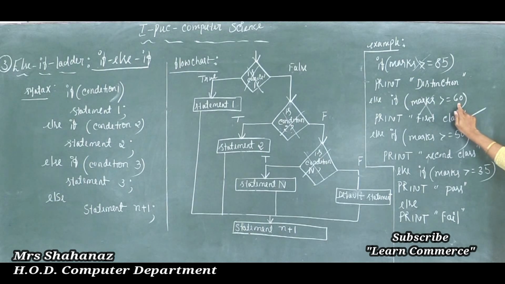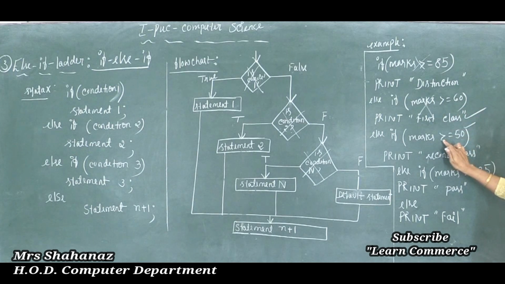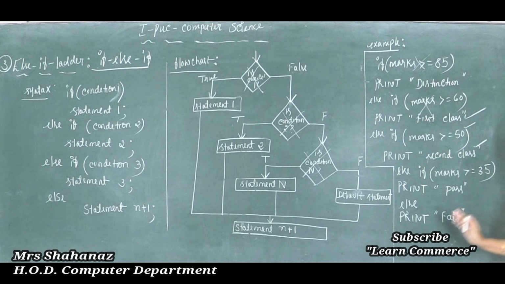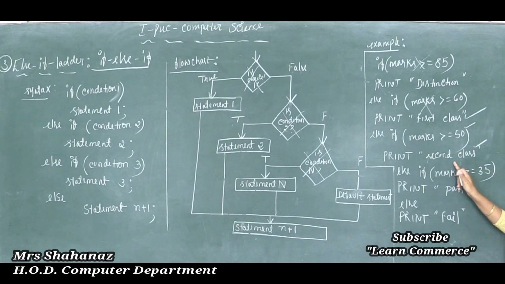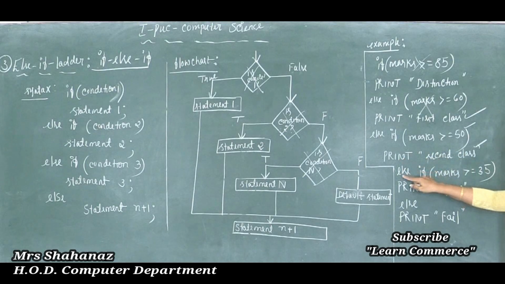Clear this point? Equal to 60 or more than 60, we can say that here. So 50 to 59, at that time it is going to display the statement. This statement is going to print as the second class. Clear this point here? Print as the second class here. And later, next one, else if the marks greater than or equal to 35.